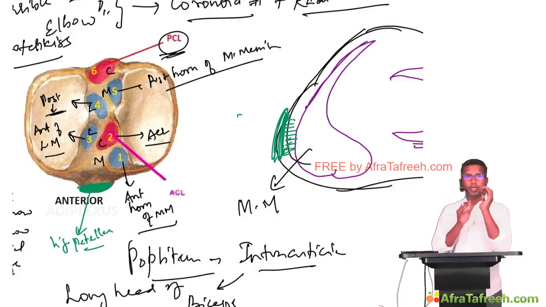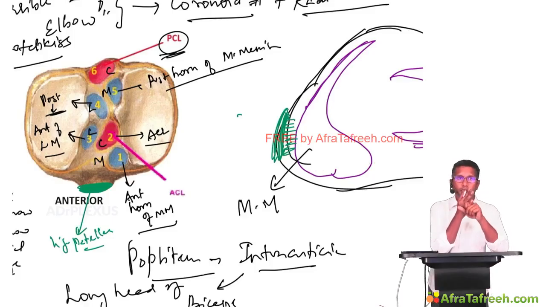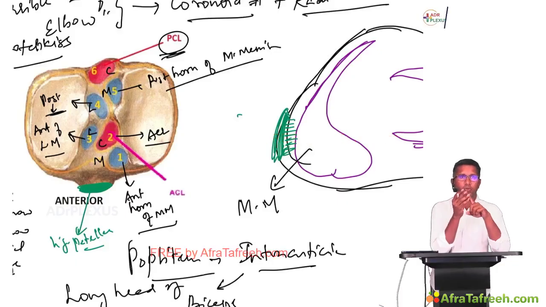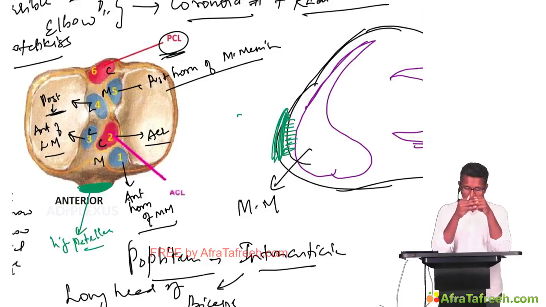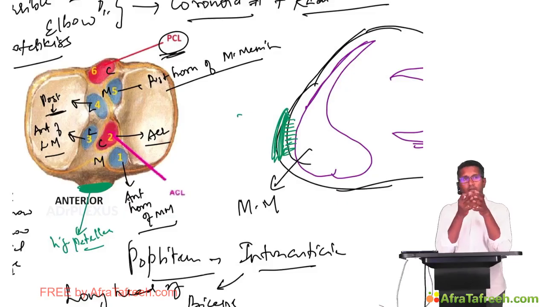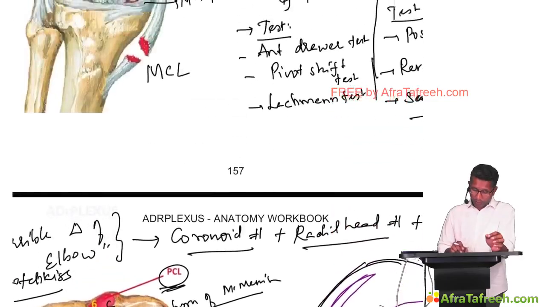So these are all the important ligaments of the knee joint. You have the collateral ligaments, the medial collateral and the lateral collateral ligaments. And you have the cruciate ligaments, anterior cruciate and posterior cruciate ligament. You have the menisci. These are all the important ligaments. Apart from this, you have small ligaments like the arcuate ligament, the coronary ligaments, the transverse ligament, and the oblique popliteal ligament. All these are small ligaments, not of much importance at this juncture.